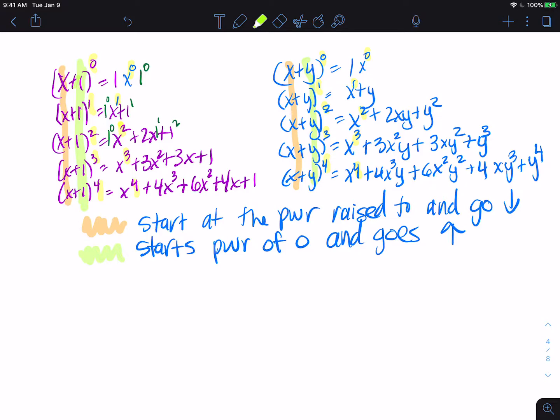So those are our patterns. So for our first term, the first term in the binomial, we start at whatever power the binomial is being raised to, and then we go down from there, right? 4, 3, 2, 1, none. And then with our second term, we start at the 0 power, and we go up from there.